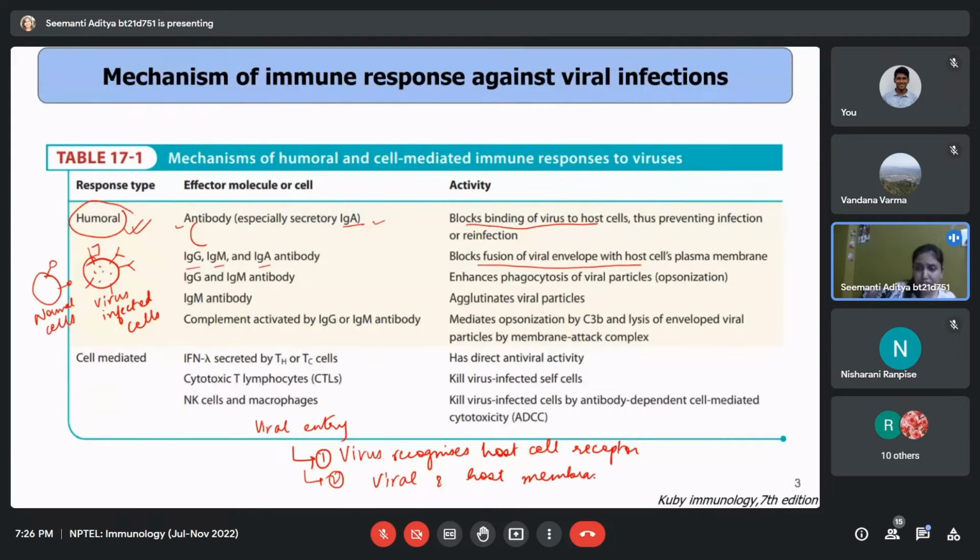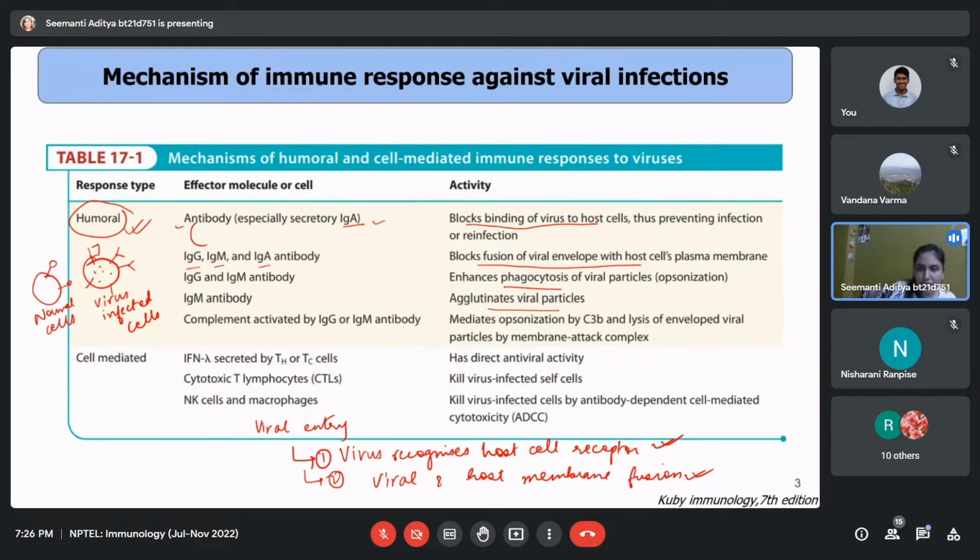So this fusion results in the release of virus particles into the host, and then the infection continues. The first, IgA secretory type, helps in blocking the first step of virus entry, and the other types of antibodies block the second step of viral entry, that is, they block the fusion of host and virus membrane. There are also other activities: they enhance phagocytosis of the virus particles, like opsonization, or they can agglutinate the virus particle. They will neutralize the virus particle and render it inactive.